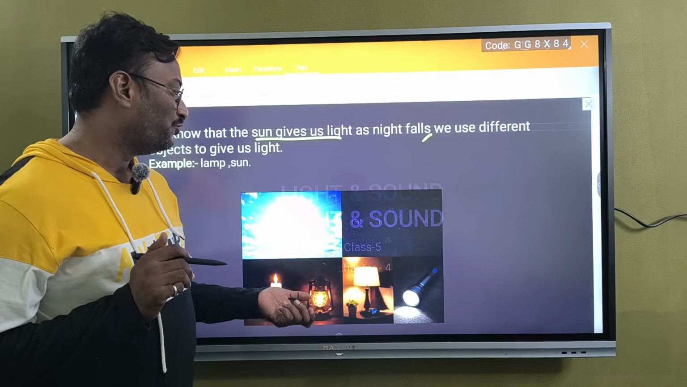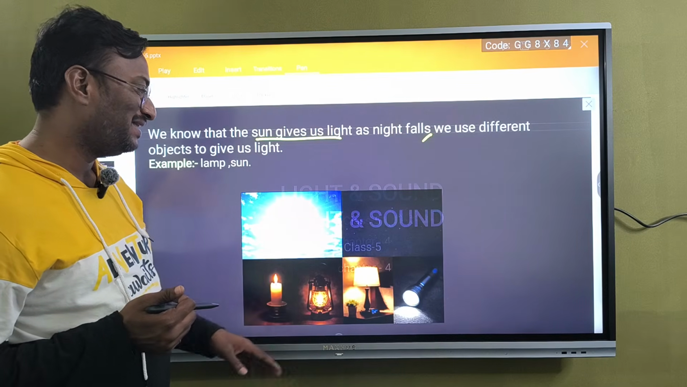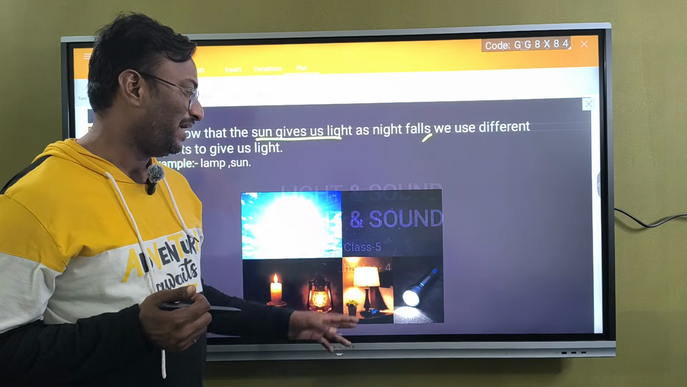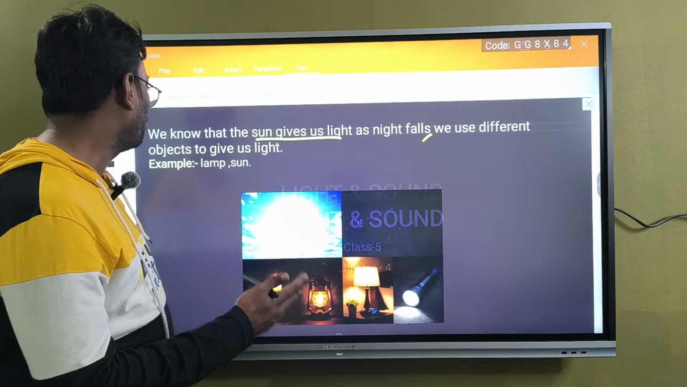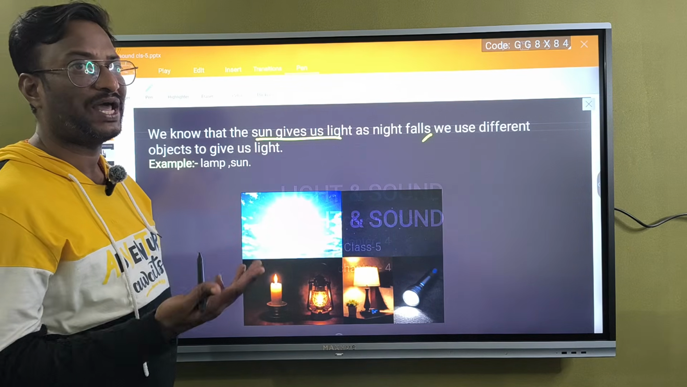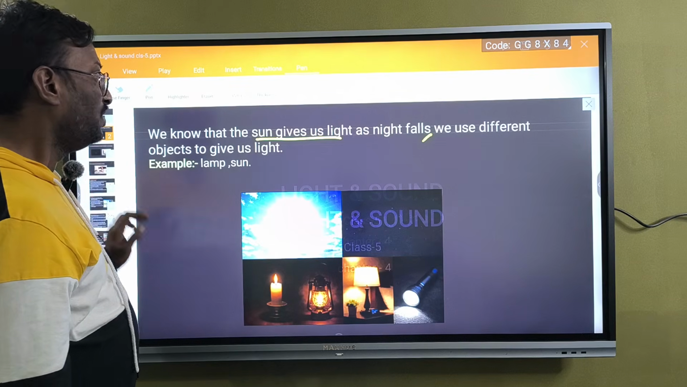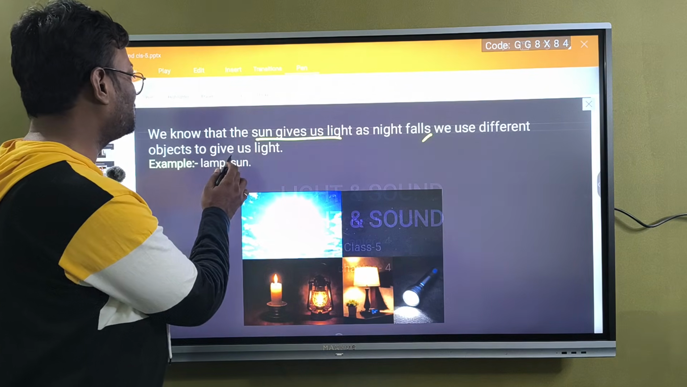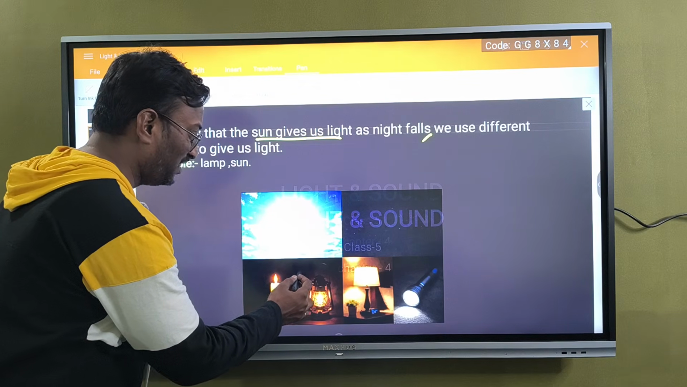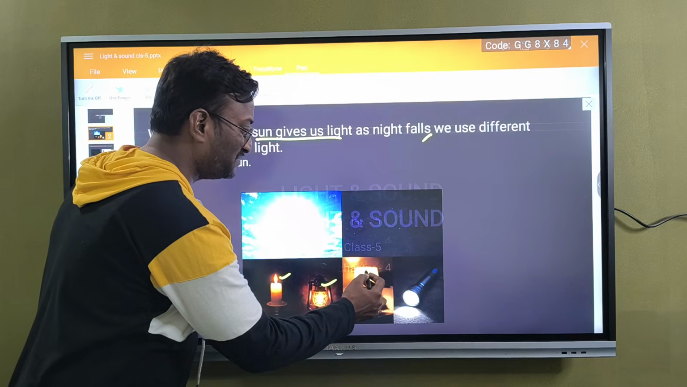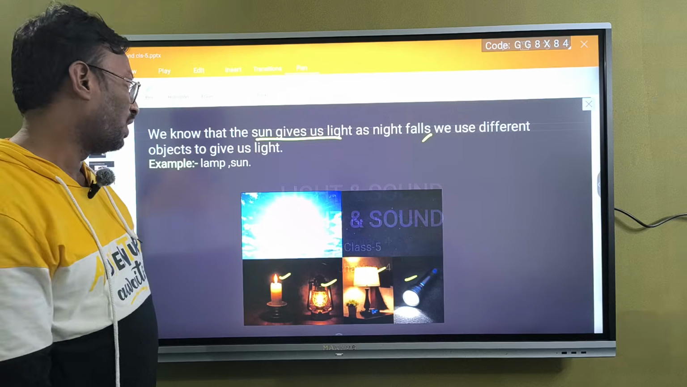At that time, we search for a torch light, a candle, a lamp, a bed lamp, etc., because we need some sort of light. We don't have the sun at that time, so we use different objects to give us light. Those objects are a candle, a lamp, a bed light, a torch light, and so on.